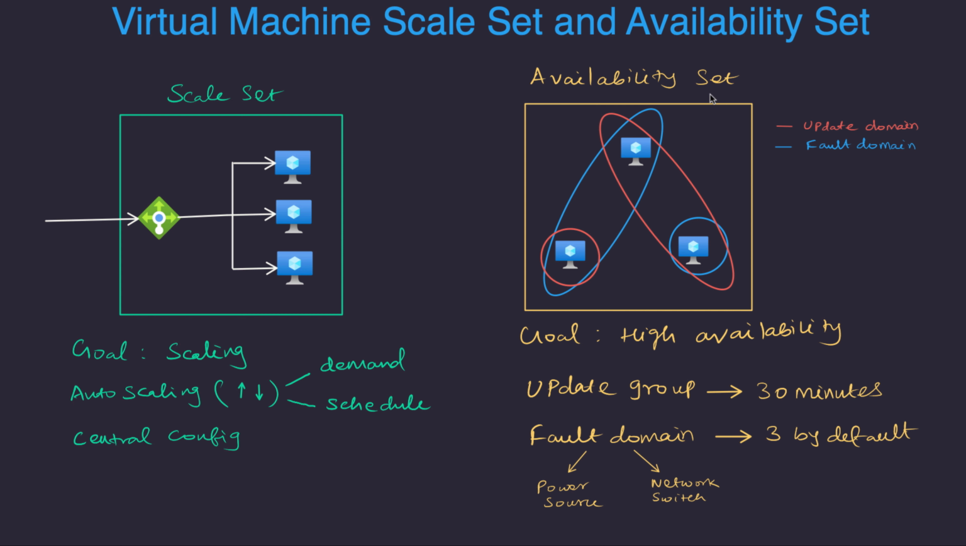And availability set provides high availability by distributing your virtual machines across different update domains and fault domains. Okay, just to reiterate, virtual machine scale set's goal is scaling. You can achieve horizontal scaling, whereas availability set's goal is high availability. When you are adding machines to availability set, they'll be distributed to different update and fault domains to provide high availability. Okay, that is all I wanted to talk about in this video.